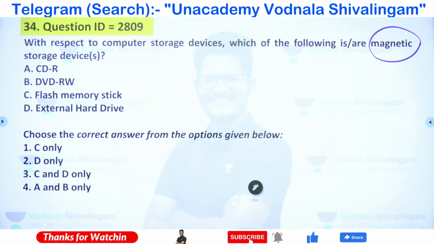CD-R, DVD-RW, flash memory stick and external hard drive. What is it?